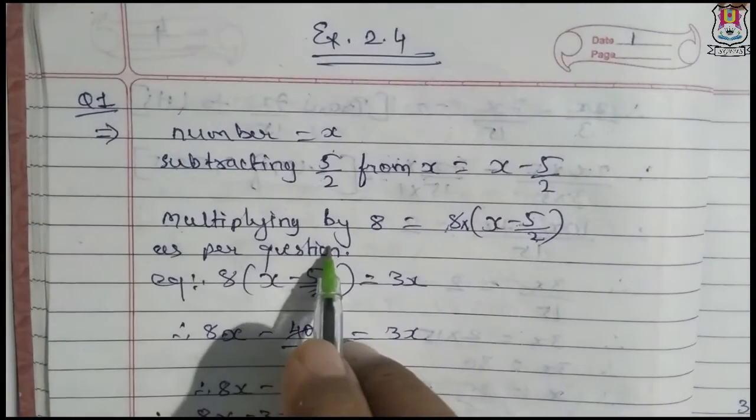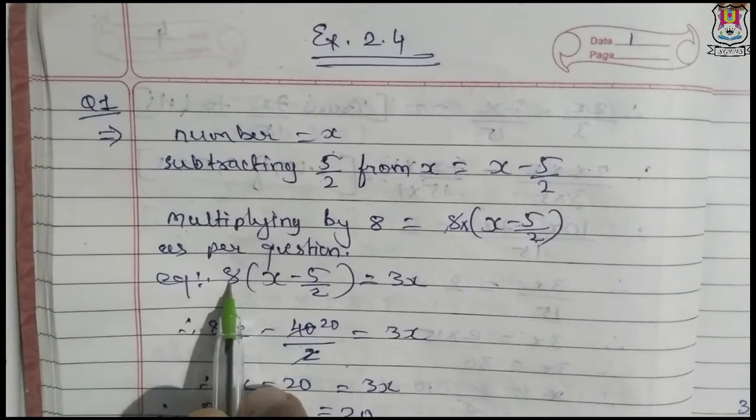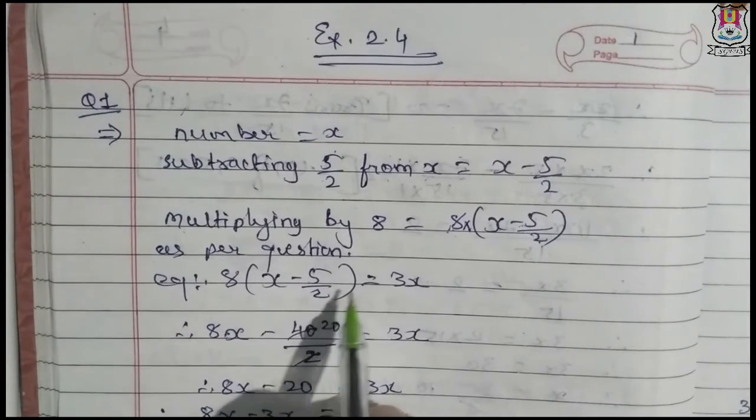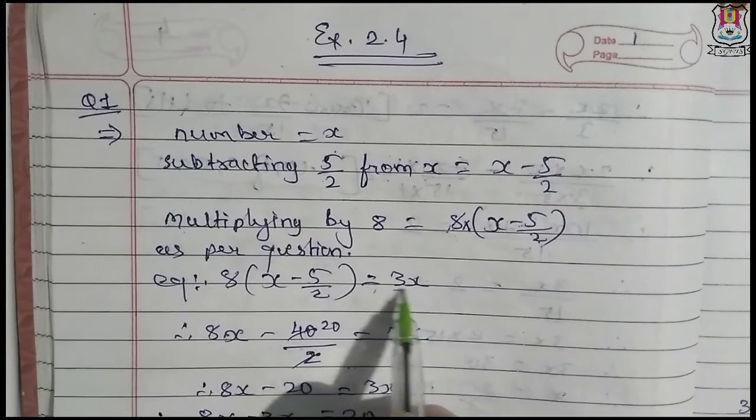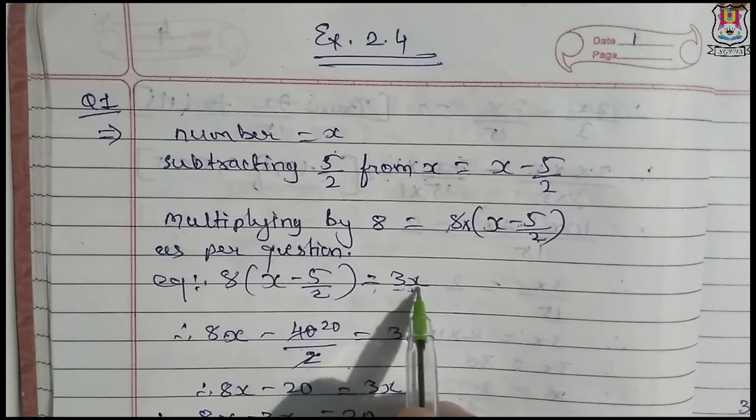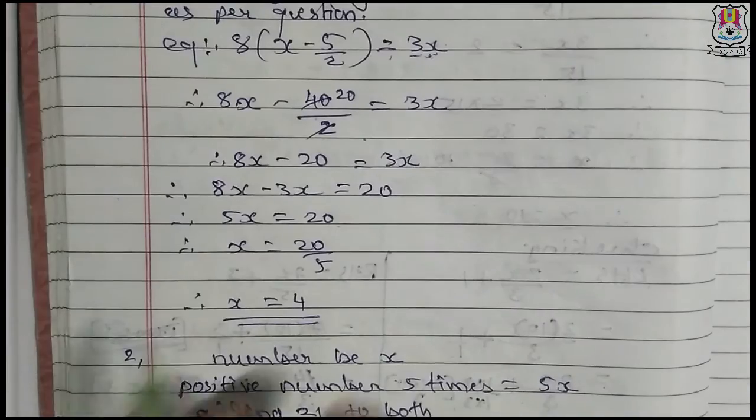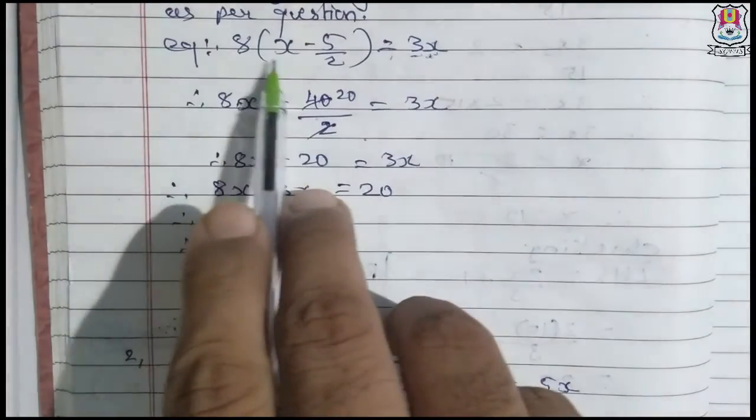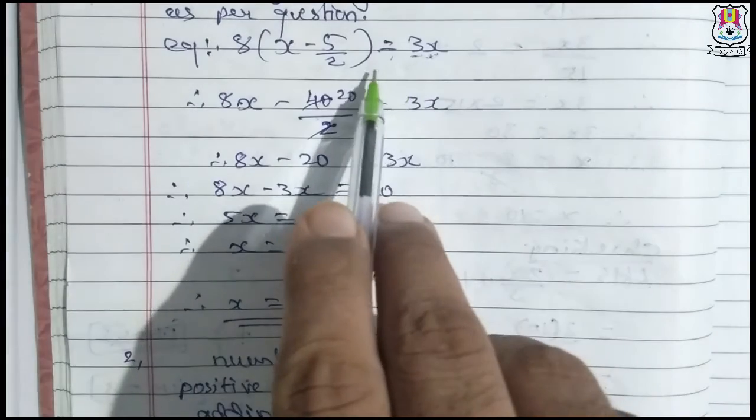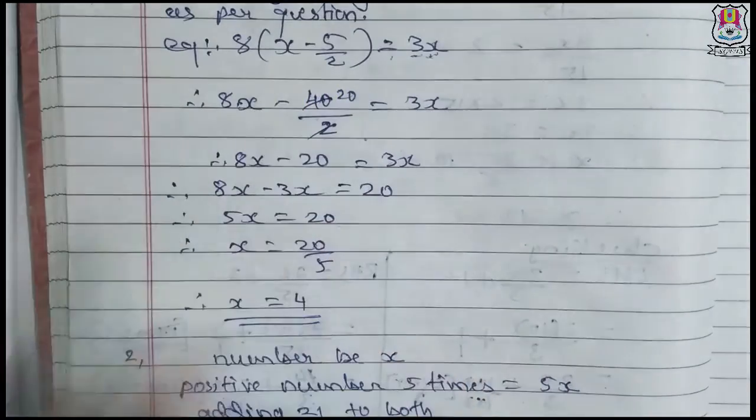So as per the question, we got the equation that 8 multiply by, in a bracket, x minus 5 upon 2 is equals to 3 times the number, that is 3x. The number is x, so it is 3x. So we got the equation as 8 into bracket x minus 5 upon 2 is equals to 3x. Now let's see what the next step is.